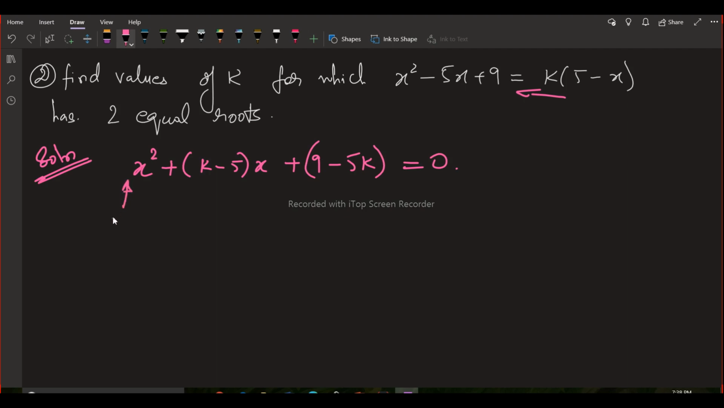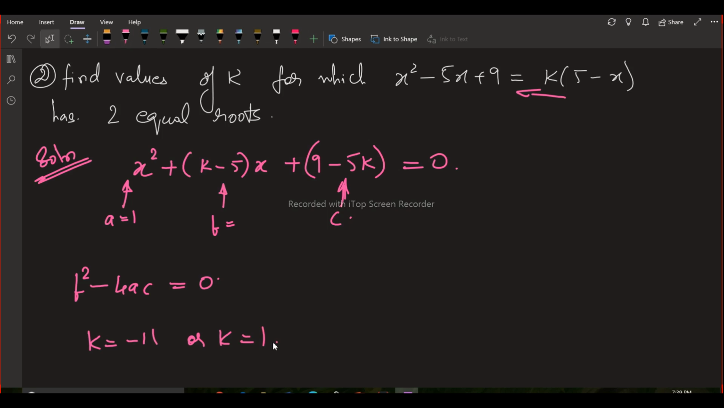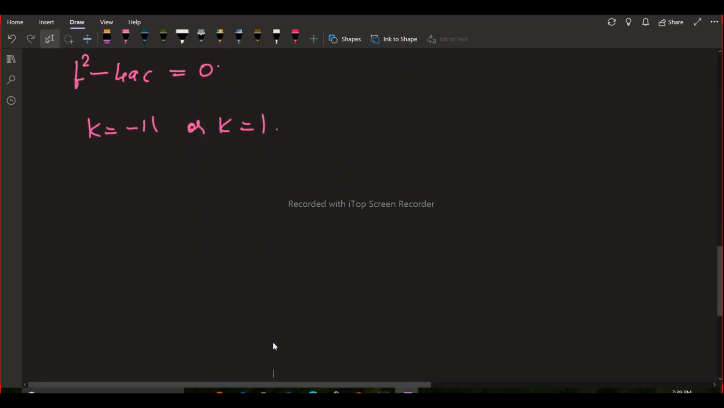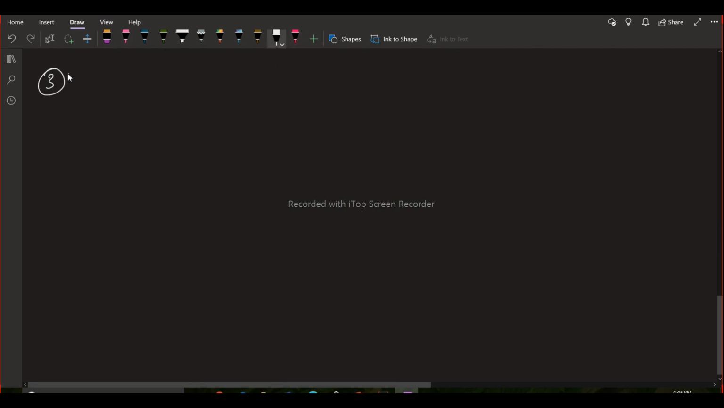So obviously my a is 1, this is my b, and this is my c. So now again I just have to do b square minus 4ac equal to 0. You put the values and you get the answer for k. You will end up getting k as minus 11 or k as 1. So you can solve this sum and you can check the answer if you're getting this. In case of any issue, you can just make a comment and we can check that.